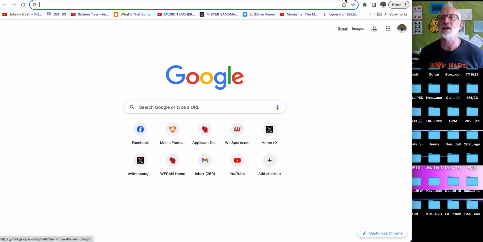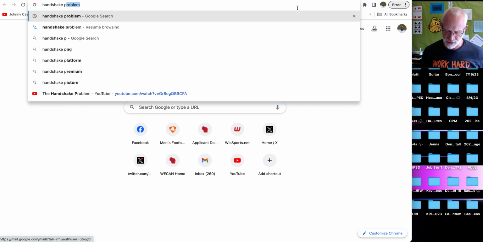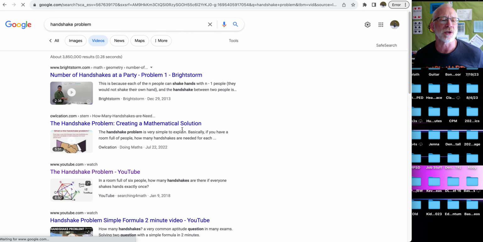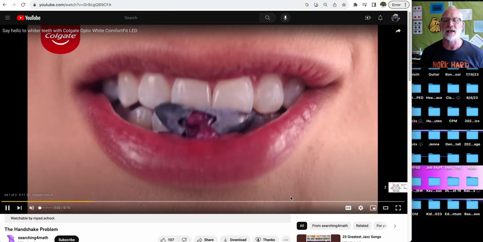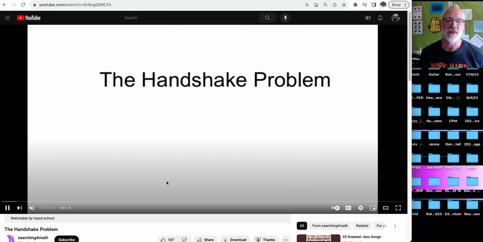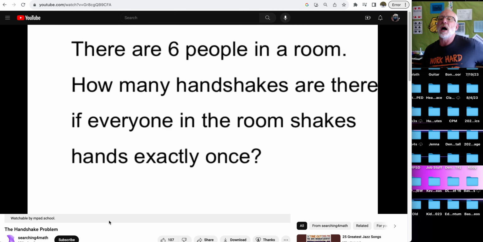Okay, so the first thing we did was we went up to the handshake problem, and I'll attach this link. The question was, if you have 6 people in a room and each person shakes hands with all the other people, then how many total handshakes are going to have taken place? So it says there are 6 people in a room. How many handshakes are there if everyone in the room shakes hands exactly once?